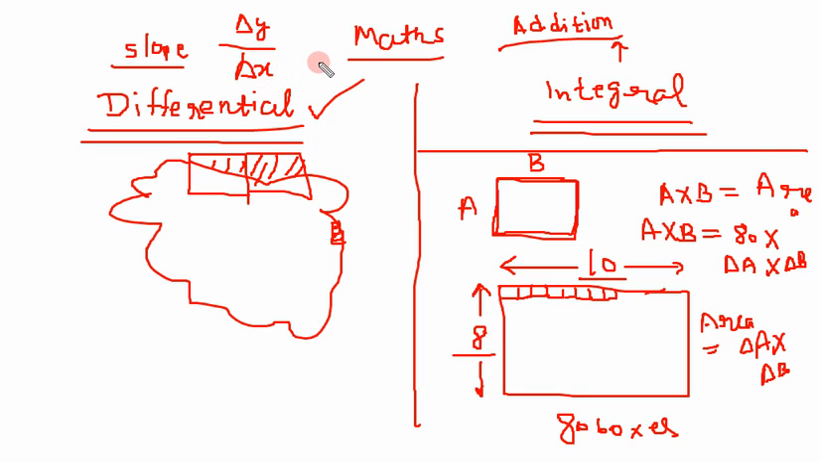But if that distance becomes small, smaller and smaller, then what will happen? This will change into dy upon dx, this differential. Now what happens in case of integral? Let us see what happens in case of integral.